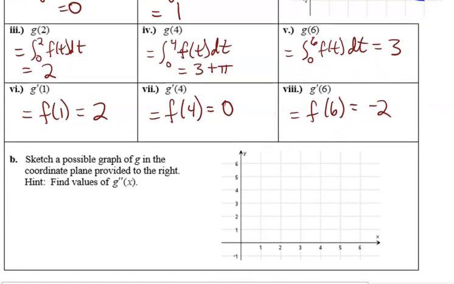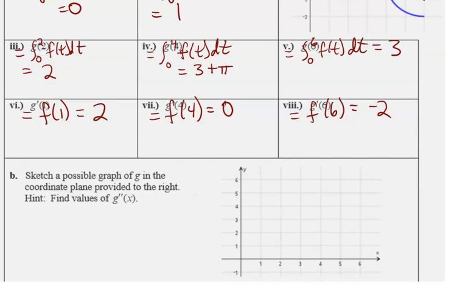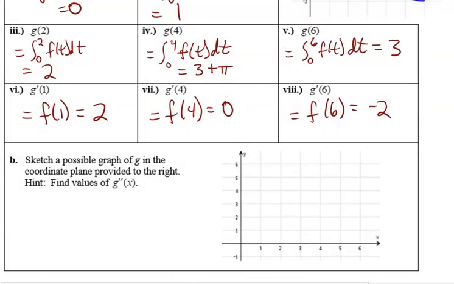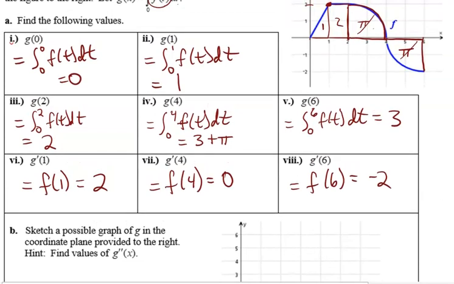And then for this last part here, it says sketch a possible graph of g in the coordinate plane provided. And it does give us a hint to find values of g double prime that can tell us about some concavity, okay? Let's start with what we have, though. We're looking for a graph of g. We have a bunch of ordered pairs.